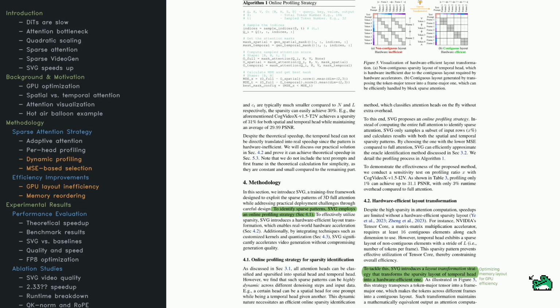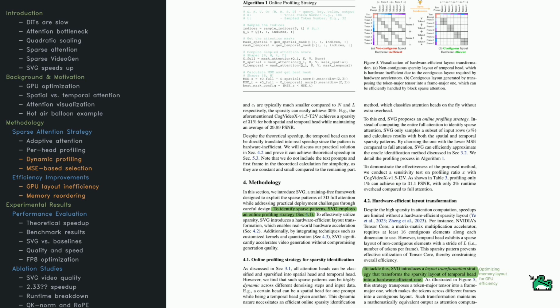The key is rearranging memory layouts. Instead of keeping tokens scattered, SVG transforms the data into a frame major format, where tokens from the same position in different frames are stored together. This makes it easier for GPUs to process them in bulk, unlocking real speed improvements. With this method, SVG achieves up to 30% sparsity while maintaining high video quality. Tests on CogVideoX show that it retains a peak signal-to-noise ratio of nearly 30, meaning the generated videos still look sharp and clean.